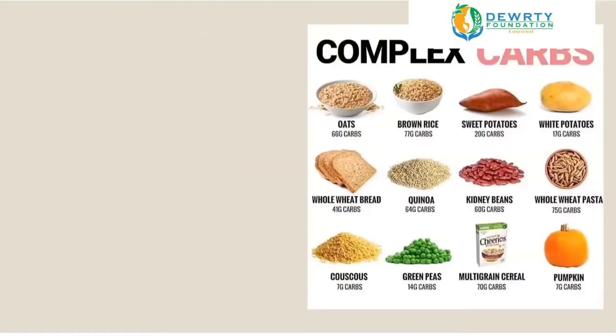Again, some examples of complex carbs. As we know, complex carbohydrates are good for our health, so we should take complex carbohydrates in our diet. You can see the example of oats. Oats has 66 grams of carbohydrates. Brown rice: when we see many health or nutrition videos, they say that we should take brown rice instead of white rice. The brown rice is rich in complex carbs, so it is good for our health. Sweet potato, white potatoes, bread, all those are good sources of complex carbohydrate.